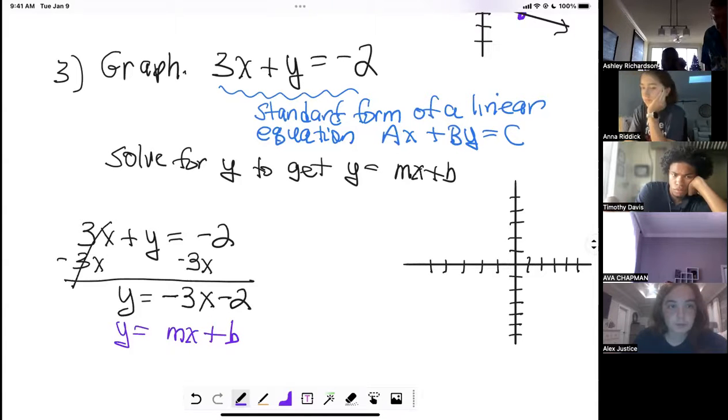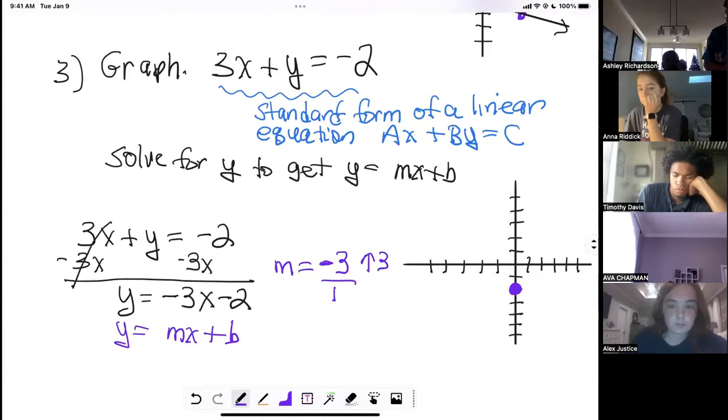Well, I'm going to graph first my y-intercept, which happens to be -2 again. So -2. Now, this is the first time we've done something like this. My slope is -3, which remember, every whole number has an over 1 with it. So I'm going to go up 3. And then because it's negative, I'm going to turn left 1. I'm going to go up 3 and I'm going to turn left 1.